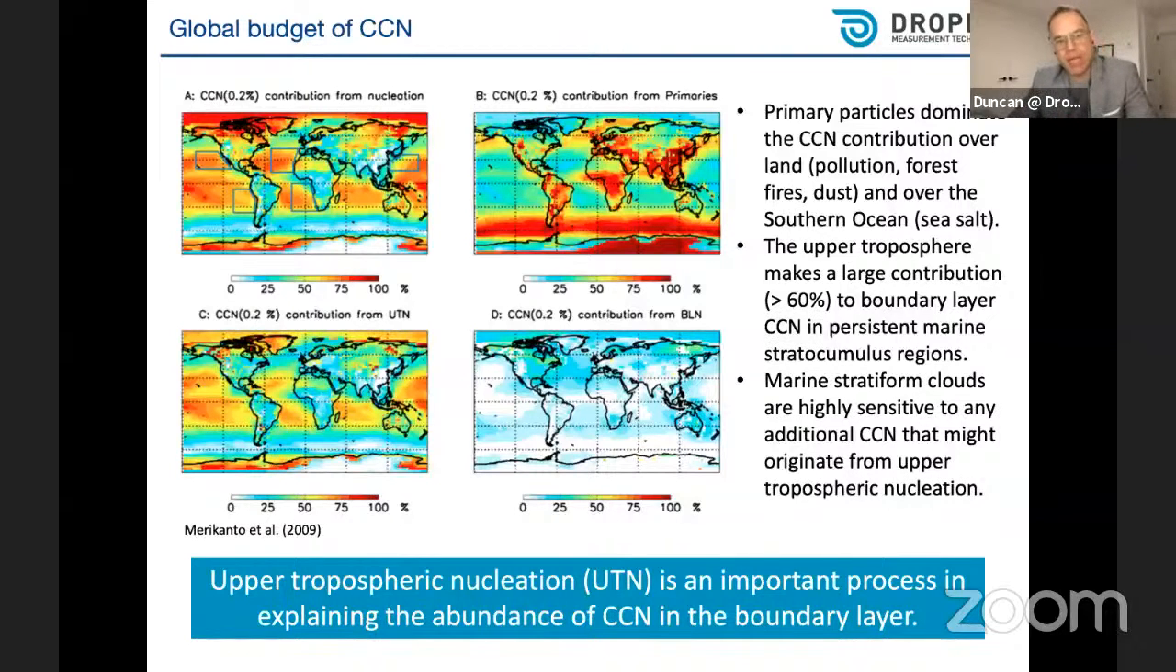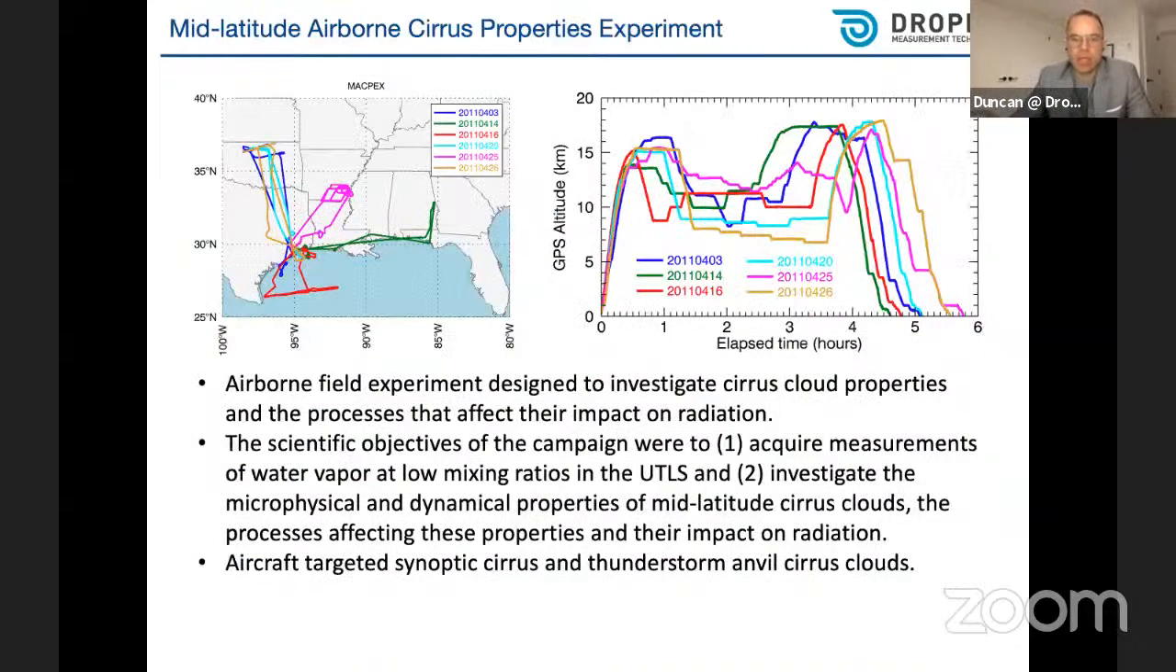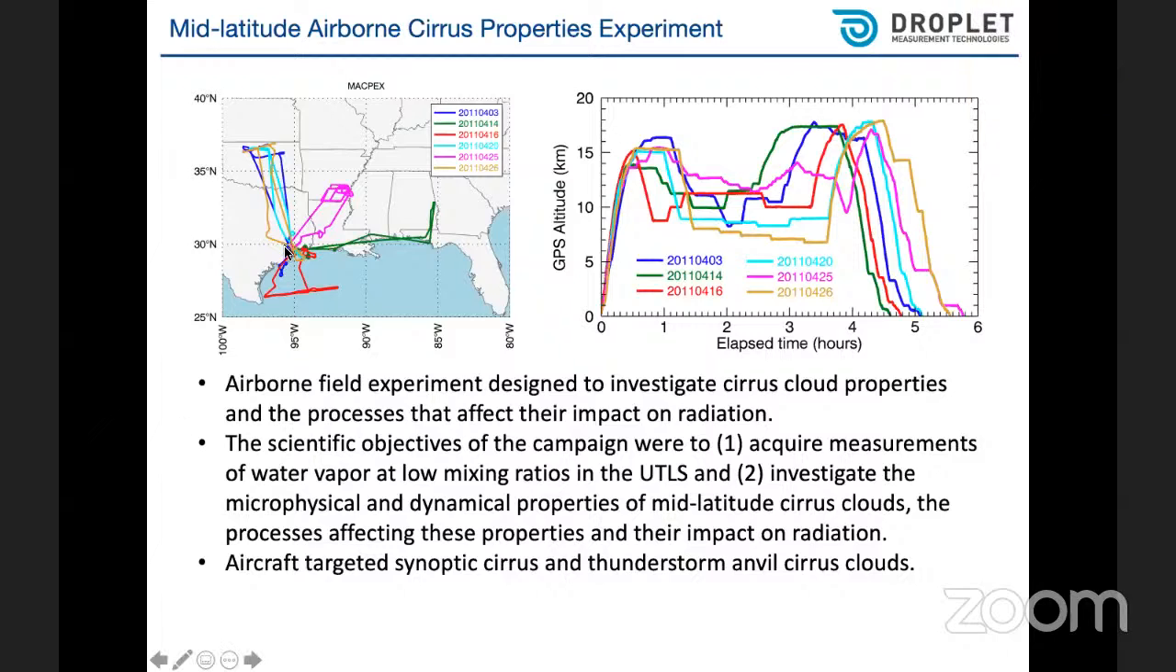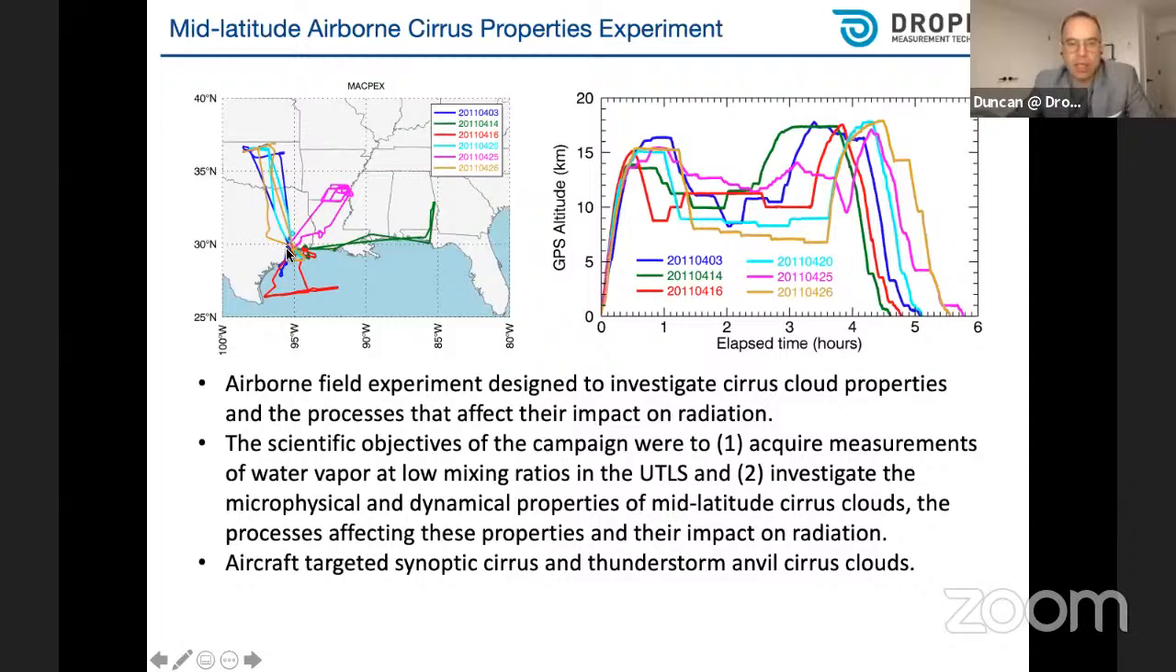So let's go to the campaign data. So this is the MACPEX campaign, the Mid-Latitude Airborne Cirrus Properties Experiment, that was based at the NASA base at Ellington Field in Houston, Texas, where several flights were conducted mostly in the southern and southeastern US, targeting convective clouds and convective anvil, and also jet stream cirrus. You can see the aircraft profile here, flying from the surface up to about 18 kilometers. So this is in the upper troposphere, lower stratosphere altitude.